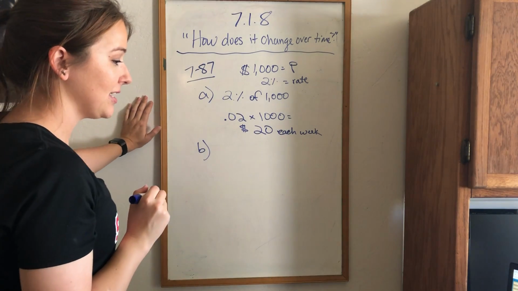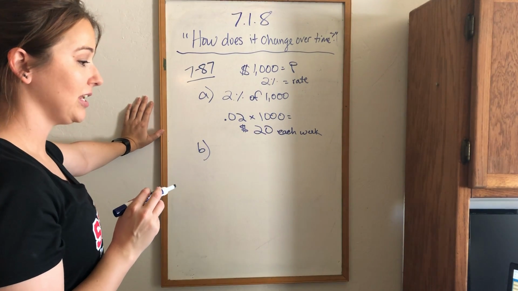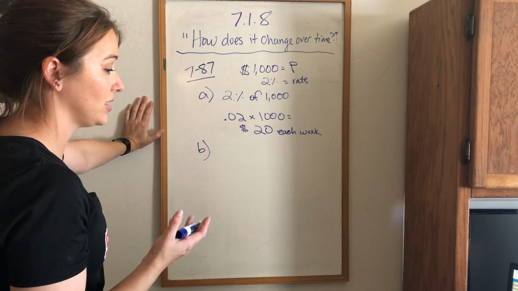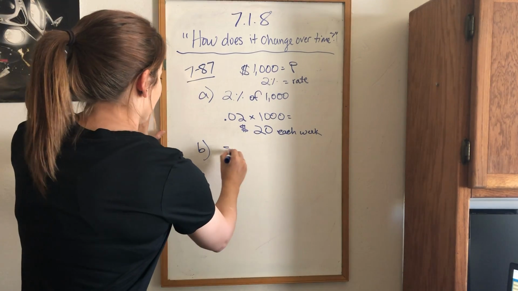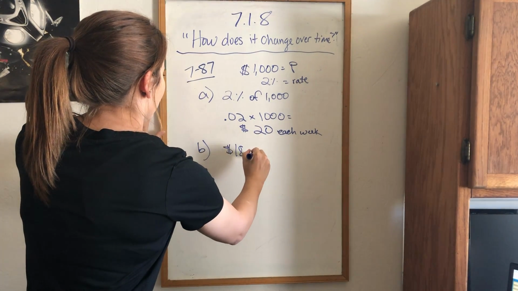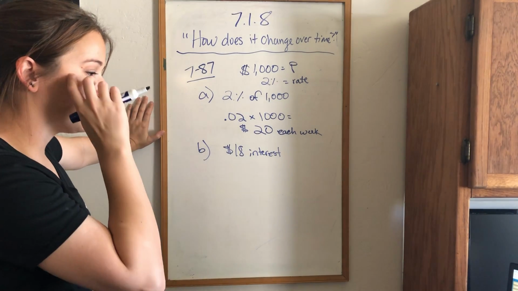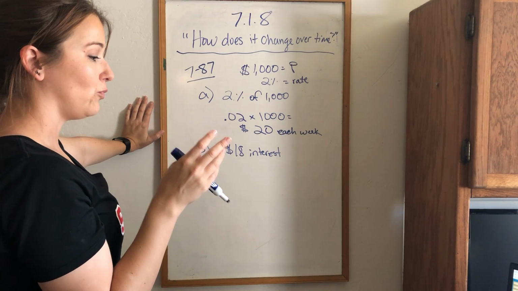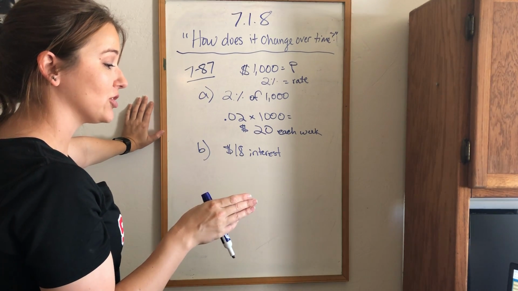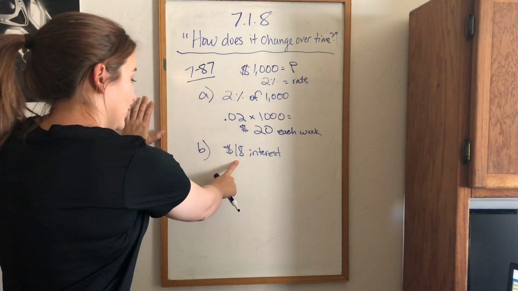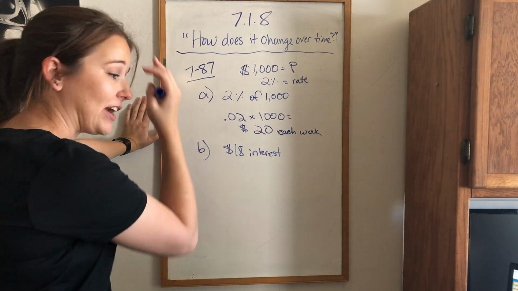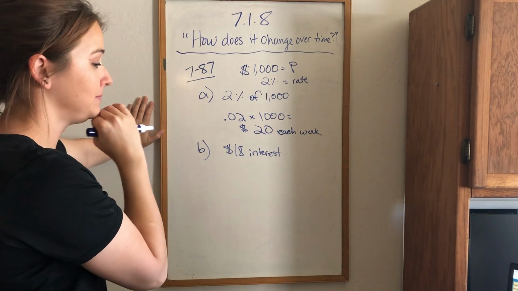Part B says the PTA has decided to cover its costs. It only needs to earn $18 interest each week. So they don't need to earn 20, they want to earn 18. So this time we're finding what percent weekly interest should the PTA charge the student council for this loan. So we're going backwards, we're trying to find the interest rate this time.